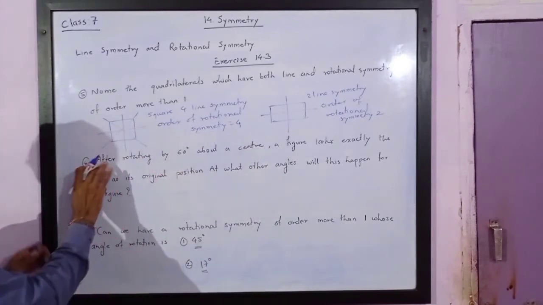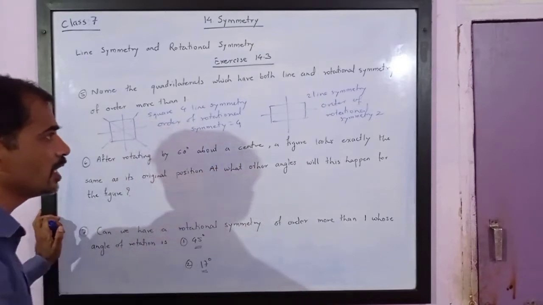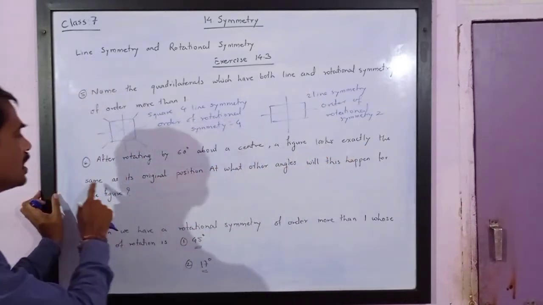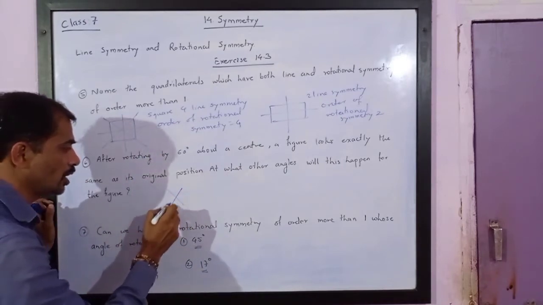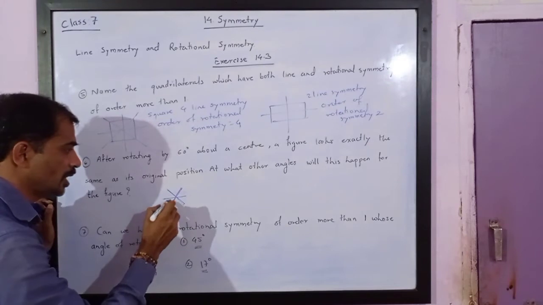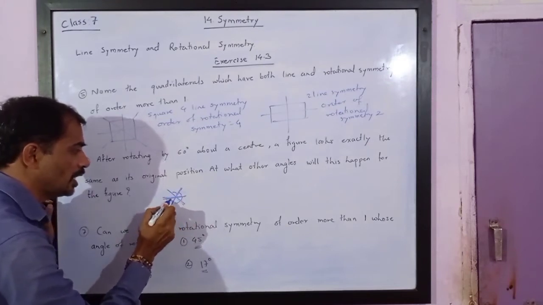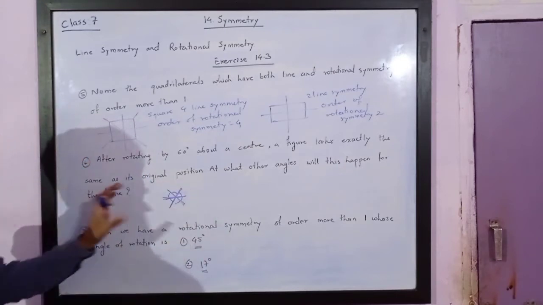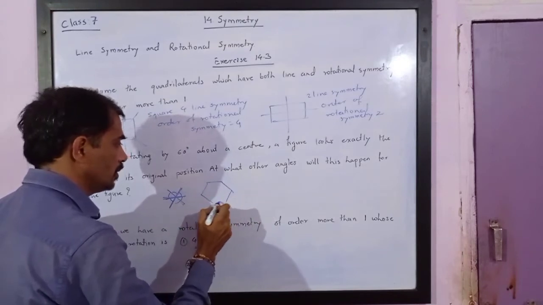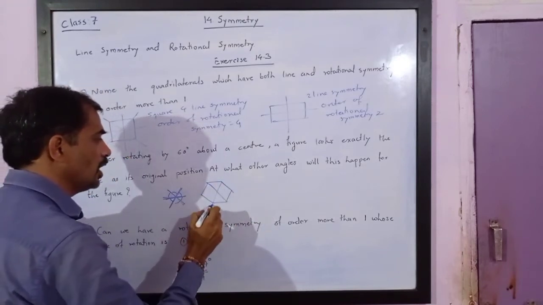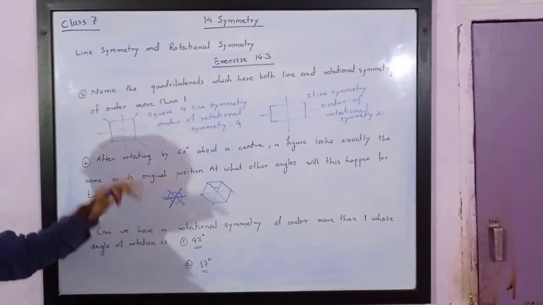Now see, let us understand with the help of the next example. After rotating by 60 degrees about a center, a figure looks exactly the same as its original position. So there can be many other figures. These 6 lines are a simple figure which, after rotating by 60 degrees, you will see looks the same. Or even if you take a hexagon, you will notice that after rotating through 60 degrees, it occupies the same position. It looks like the original position.